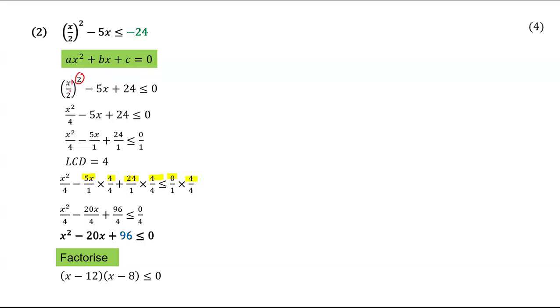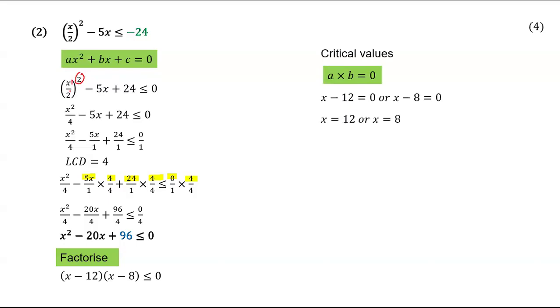After factorization, you need to find your critical values. Your critical values are where your factors are equal to 0. So you will take each factor and equate it to 0. You'll end up having x minus 12 equals 0 or x minus 8 equals 0. When you solve for x, x will be 12 and x will be 8. These are critical values. You have to write them on the number line.